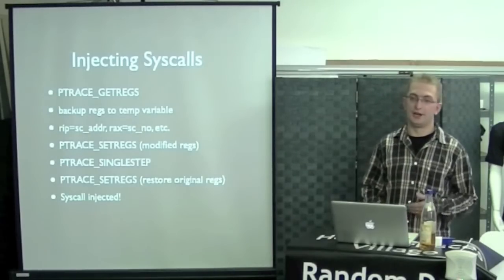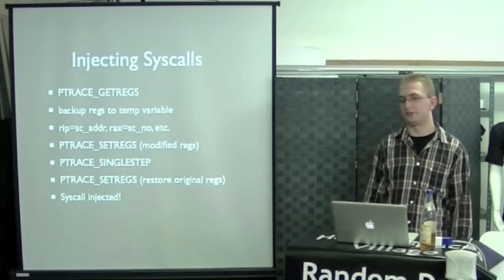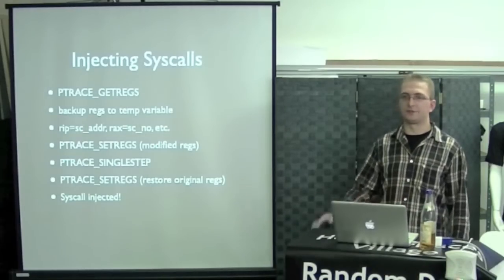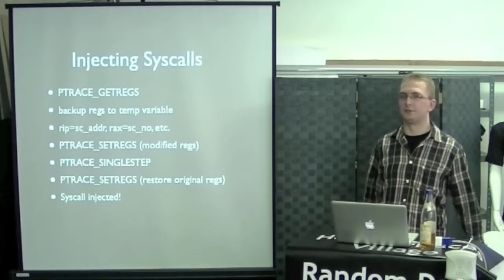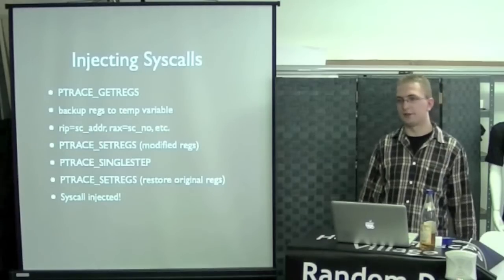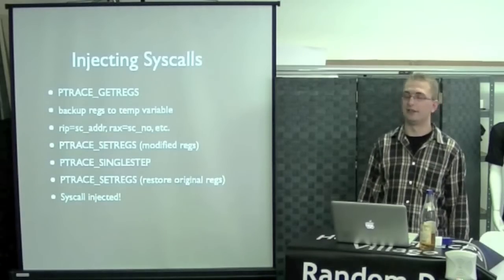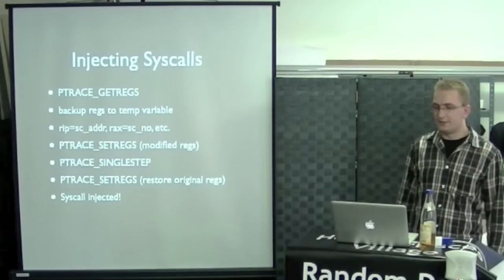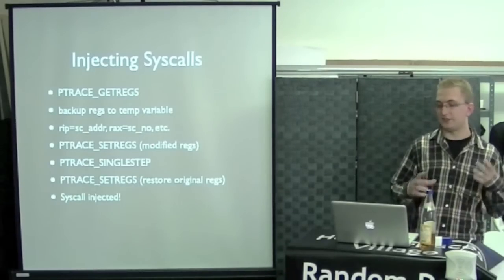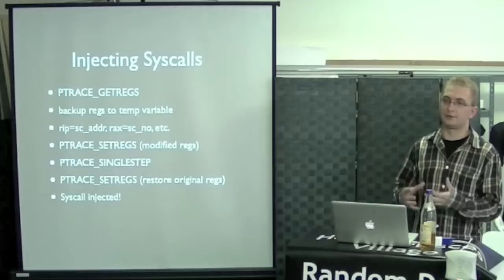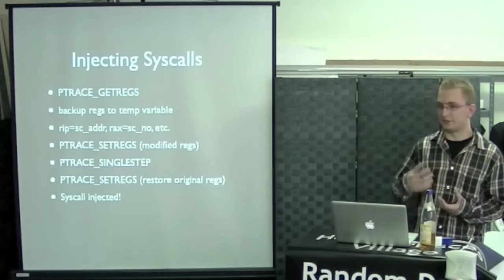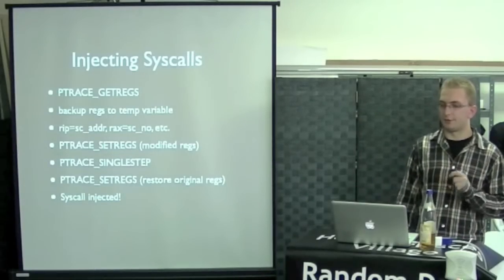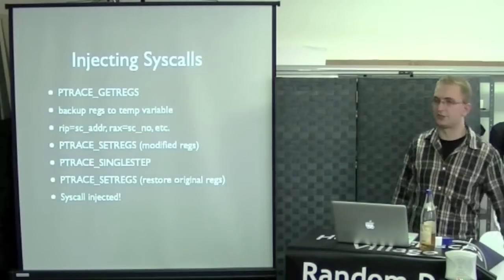Then we set up the RAX register with the syscall number you want to invoke, while the parameters for a syscall are supplied according to the usual syscall calling convention on Linux x86 64-bit. Then we set these new registers using setregs, so the modified CPU context is put into the process, and then we instruct the process to execute a single instruction.